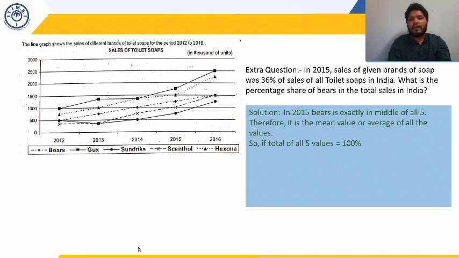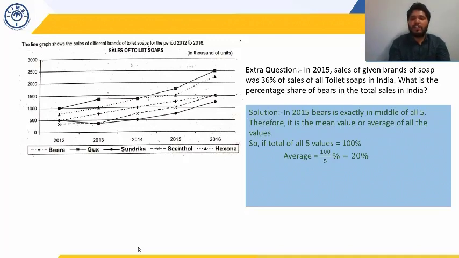So what is the average? Average is sum divided by number of observations. How many types of soaps are there? 5. So the average of all these 5 soaps in 2015 is going to be 100% divided by 5, which comes out to be 20%. And if the average is 20%, that is the mean value, or the average sale of all these 5 soaps in 2015.